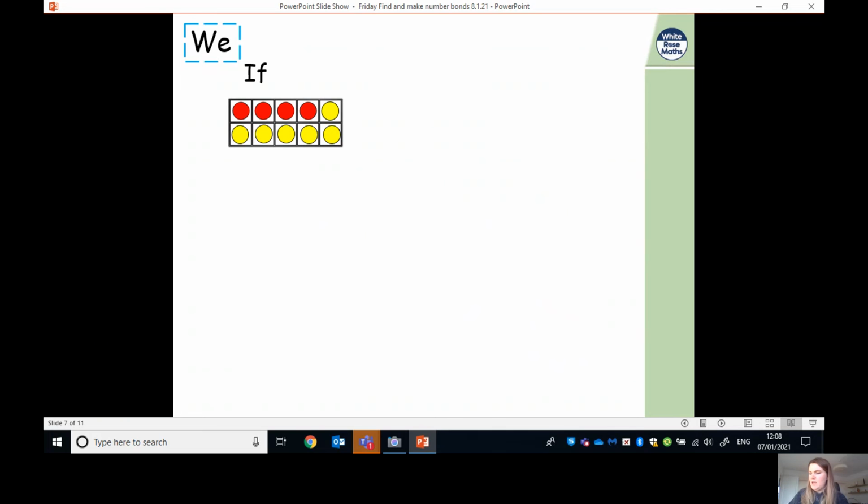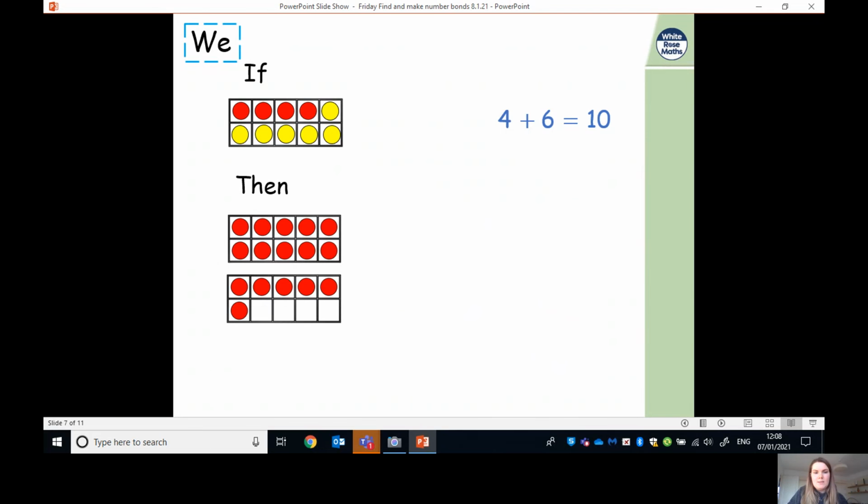Firstly, I want you to tell me what this sum is. What is this sum? We've got 4, well done. 4 add 6, great. It is 4 add 6. 4 add 6 is 10. So, because of that, we can find out what 16 plus 4 is. Okay, we're going to do it together.